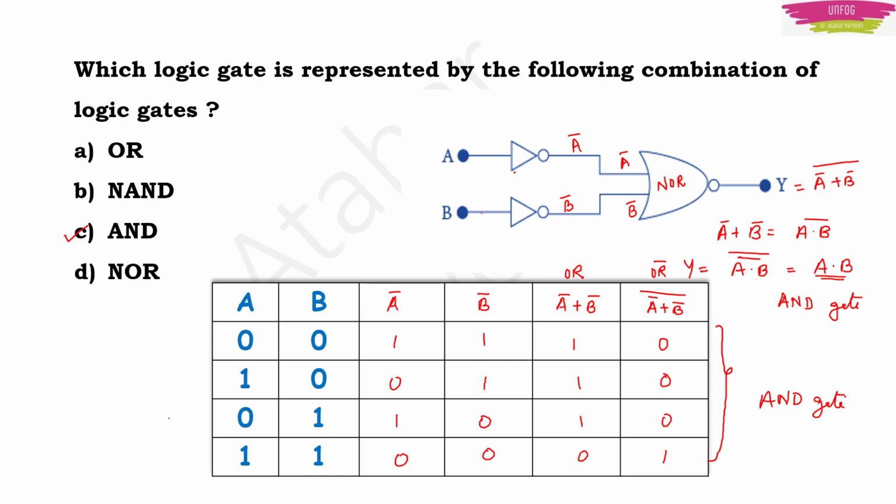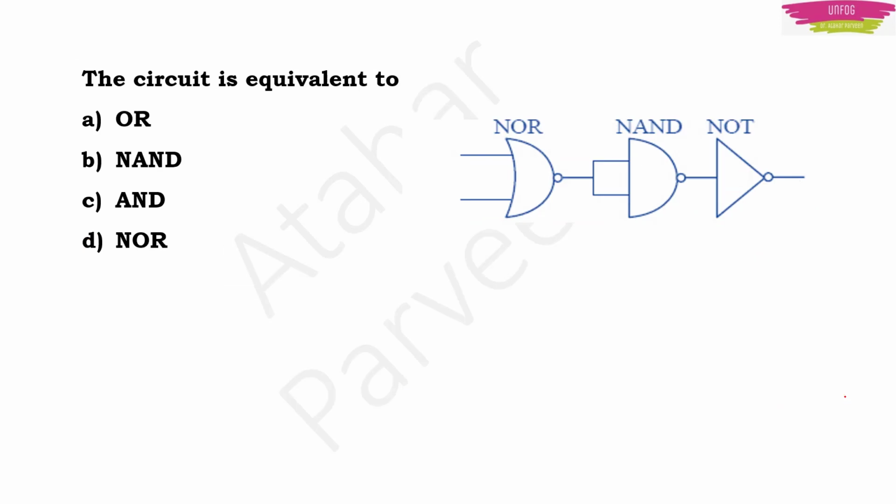Let's move on to the next problem. The question is, the circuit is equivalent to. They have given one circuit and they are asking you for an equivalent circuit. It could be OR gate, NAND gate, AND gate or NOR gate. So what you simply do is, you take the inputs as A and B. For a NOR gate, the output will be (A plus B) complement, because this is a complement of OR gate. Now take this (A plus B) complement as input for NAND gate.